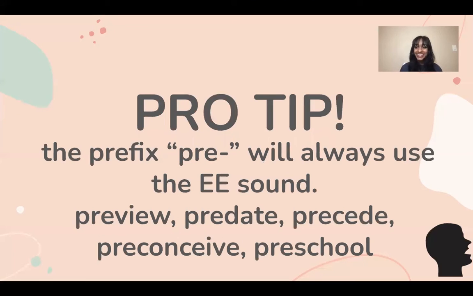Another thing worth mentioning, it's a pro tip: the prefix pre will always use an E sound. Now, it's important to notice that a prefix is one that is added to a word in order to mean before. So if the word has no meaning without the word pre, then that is a little bit of a clue that it's not going to use the E sound. Examples that do use the E sound are preview, predate, precede, preconceive, and preschool. All of those words have meaning before without the pre sound, and hence we can understand that that is a pre.